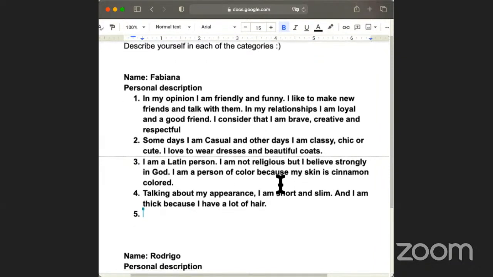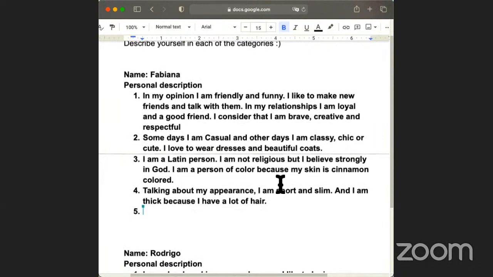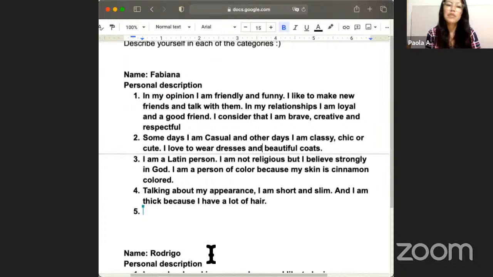Three, I am a Latin person. I am not religious, but I believe strongly in God. I am a person of color because my skin is cinnamon colored. And four, talking about my appearance, I am short and slim. And I am thick because I have a lot of hair. Oh, well, when you say thick, what do you mean?